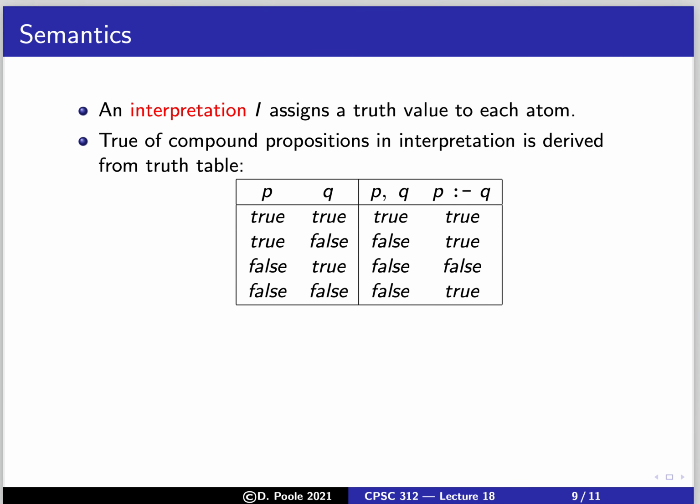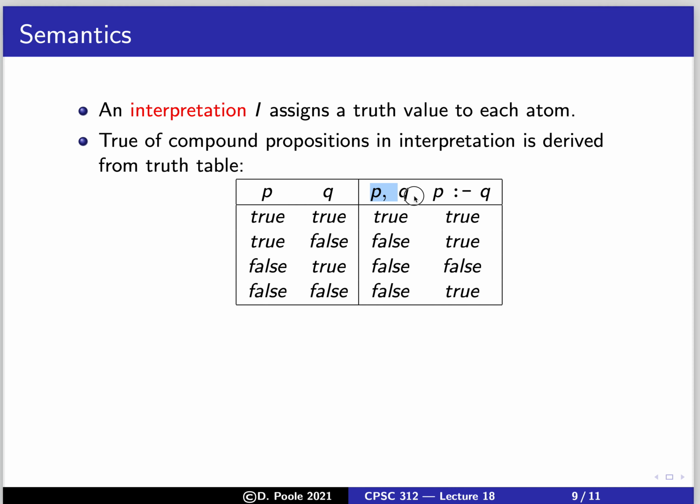Okay, all right, so how do we define this? So let's write this down. An interpretation assigns a truth value to each atom. And you would have seen this in your first year computer science courses. So the truth of a compound proposition is derived from this truth table.